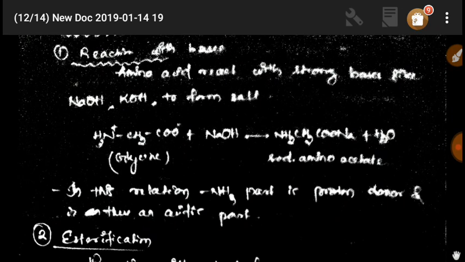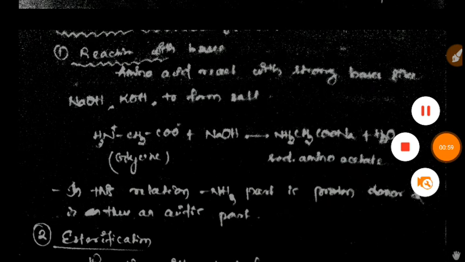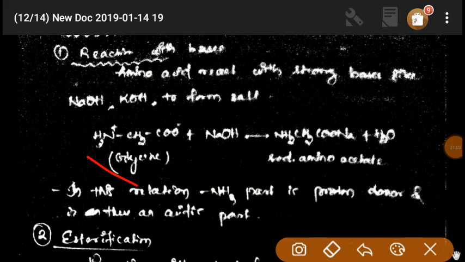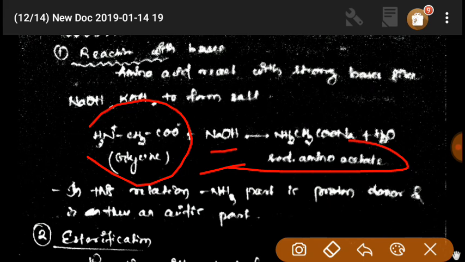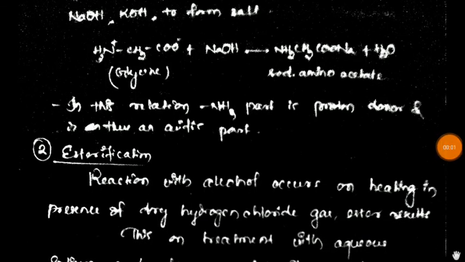At first, reaction with base. Okay, amino acid reacts with a strong base like NaOH or KOH to form a salt. You can also see in the figure, this is glycine, and you have to react it with a strong base like NaOH, and it gives sodium amino acetate. In this reaction, the NH3 part is the proton donor, and hence it is called the acidic part.